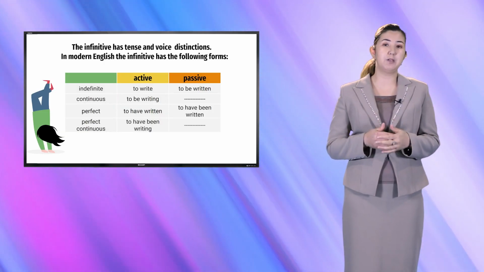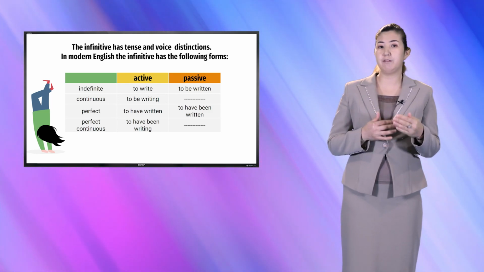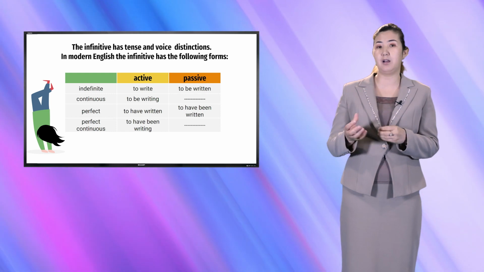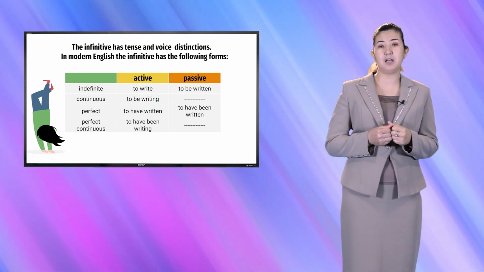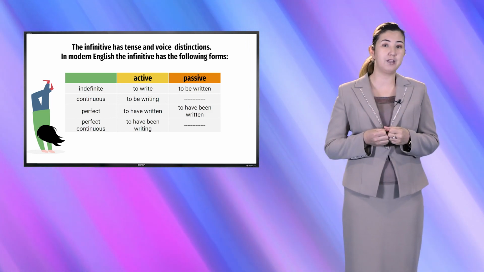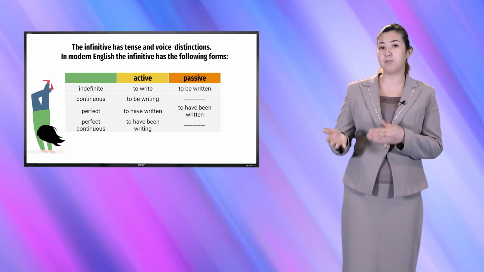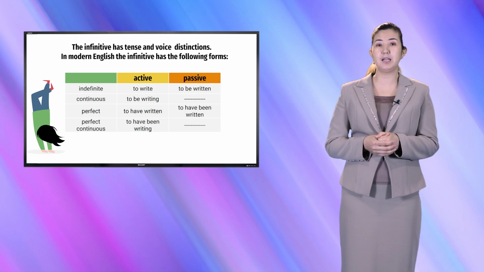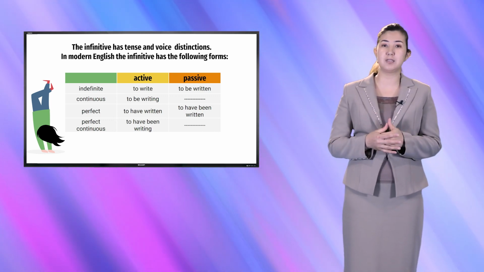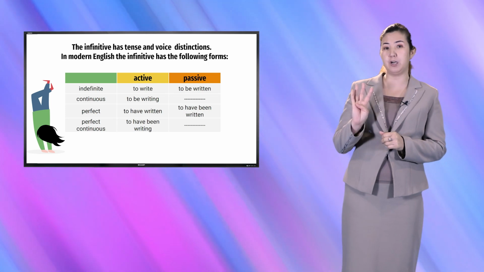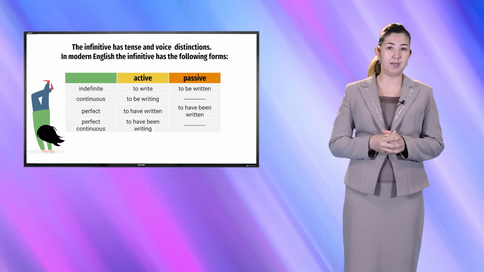The next verbal character of the infinitive is that the infinitive has voice and tense distinctions, but the tense distinctions of the infinitive are not absolute but relative. That means the action expressed by the infinitive is usually simultaneous with the action expressed by the finite verb. Therefore, it refers to the present, past, or future. And now we will learn the tenses of the infinitive. As you know, the infinitive has 4 tenses in active voice and 2 tenses in passive voice.